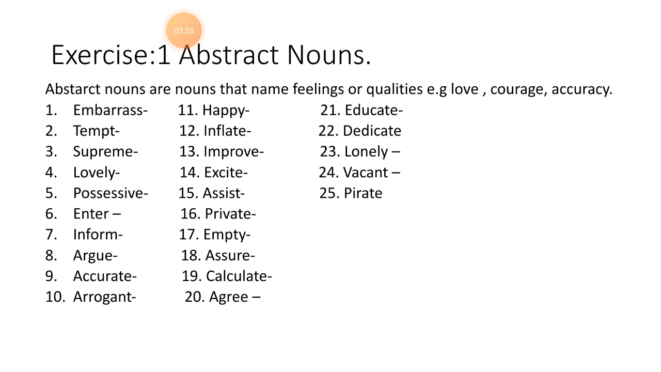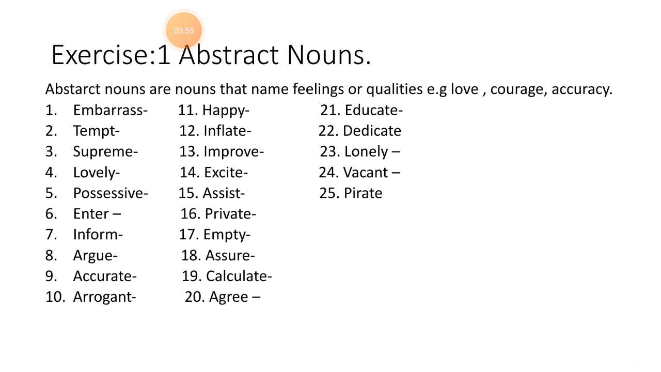We're going to cover in exercise 1 abstract noun. What did we talk about abstract? Abstract nouns are the ones that we cannot see, touch, smell, hear, that is something that is not physically present, but abstract nouns are the nouns that name feelings or qualities, and that is love, courage, accuracy. Now, you need to write the abstract noun of embarrass.